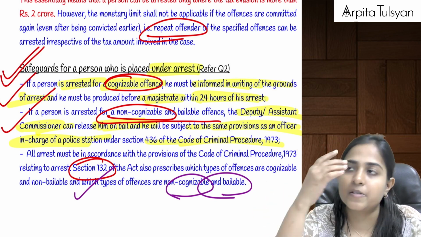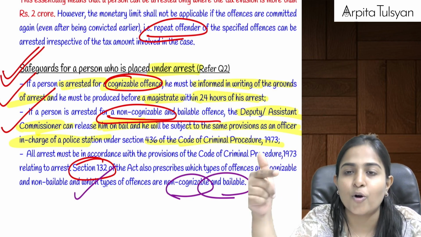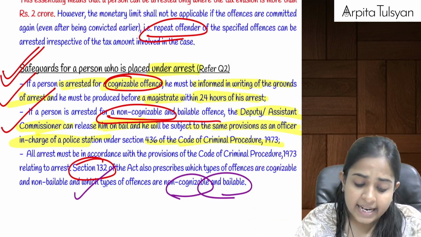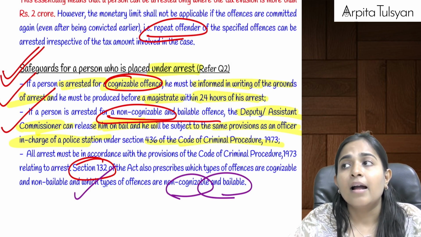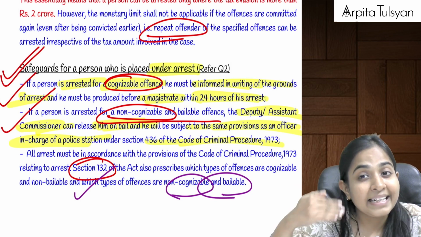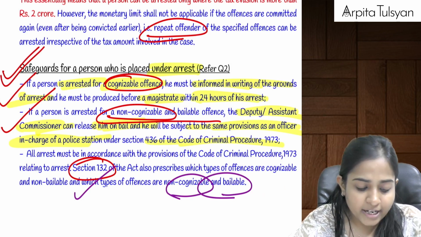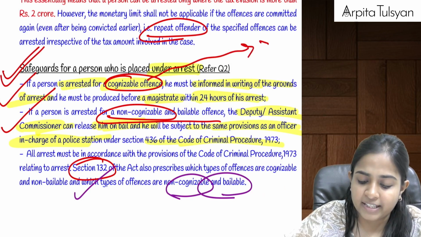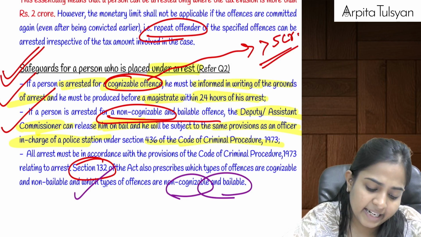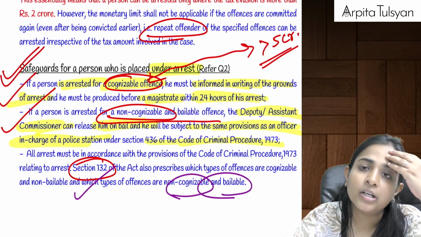But if that person has done a non-cognizable and bailable offence, then he has done a comparatively less serious offence. An arrest warrant is required for arresting him, and that person can be released on bail if authorized by the deputy commissioner or the assistant commissioners. Generally, any offence where the amount of tax evasion involved is more than 5 crore is called a cognizable offence, otherwise it is called non-cognizable. For arrest it was how much?